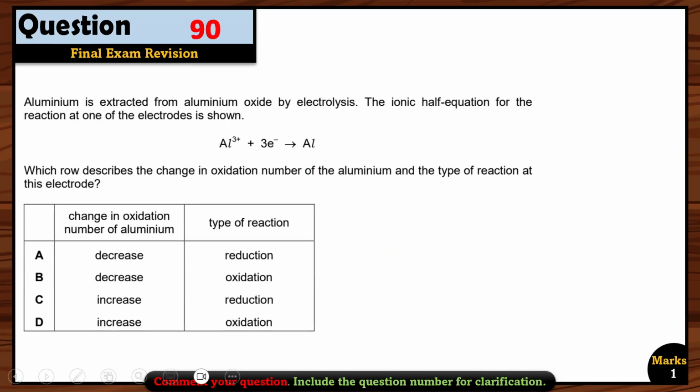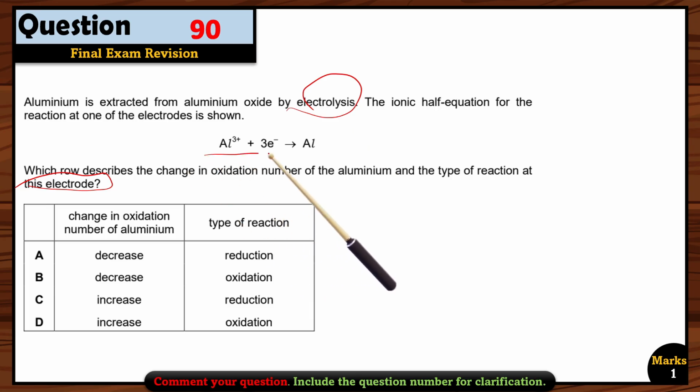Let's see another example related to oxidation reduction reactions. Aluminium is extracted by electrolysis. The ionic half equation for the reaction at one of the electrodes is shown. Which row describes the change in oxidation number of aluminium and the type of reaction at this electrode? First of all, it is a reaction in electrolysis, and we already know that in electrolysis we have two types of electrodes. One electrode is positive and the other is negative. Okay, at the negative electrode you will always get which ions? The positive ions will move towards the negative electrode.